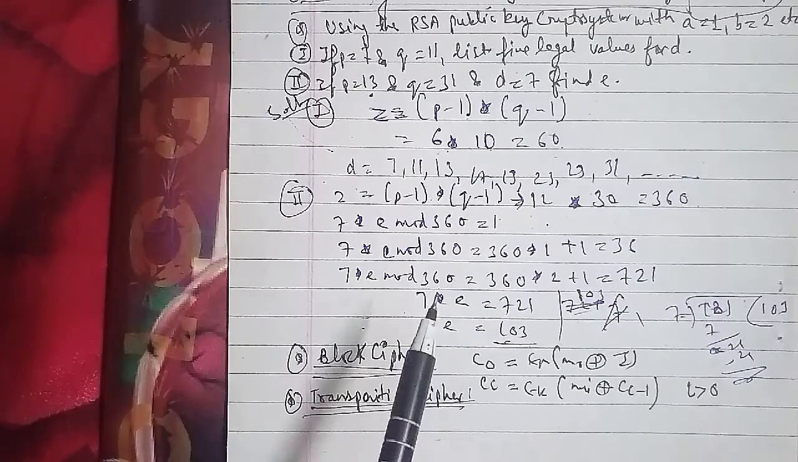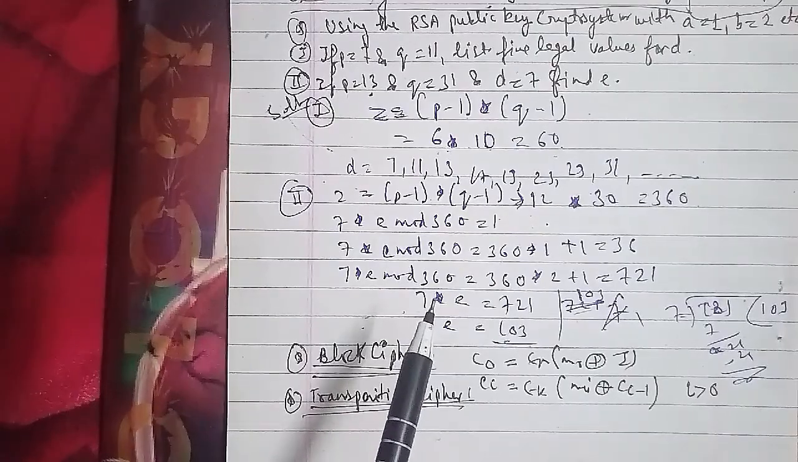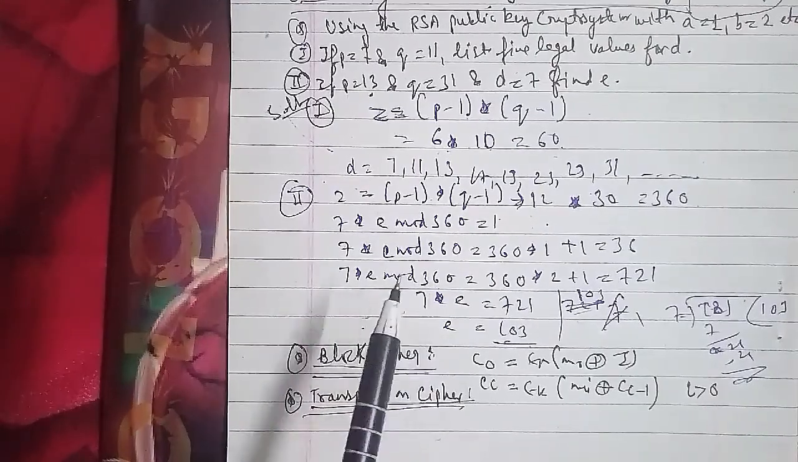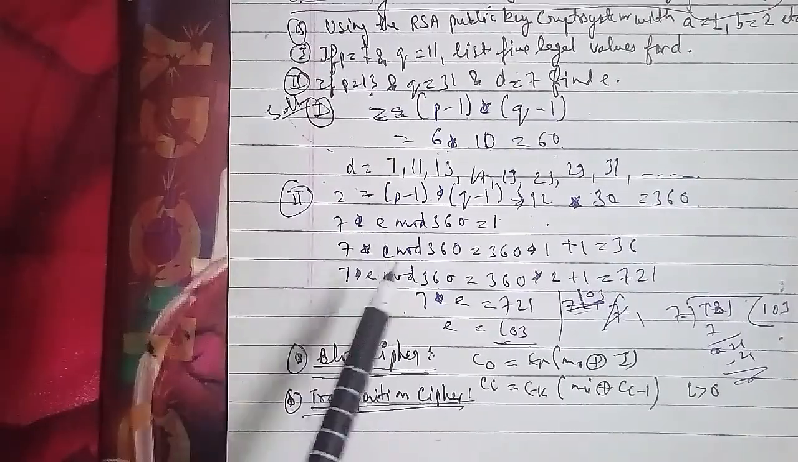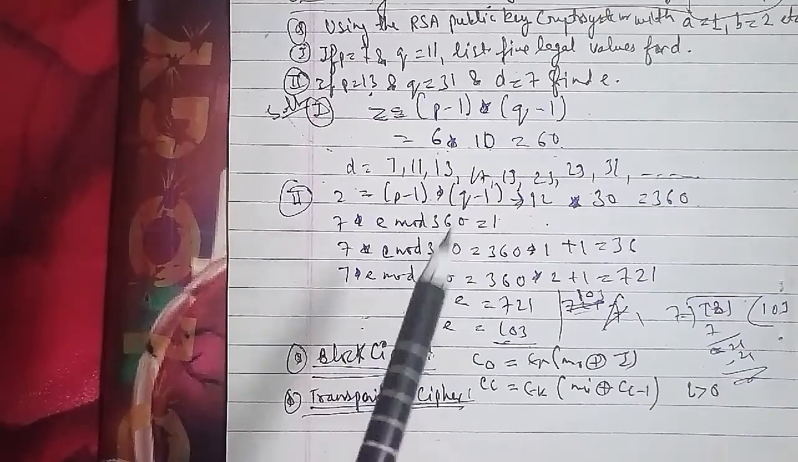UDP is connectionless, TCP is connection oriented. UDP connection is a message stream and TCP connection is a byte stream. UDP supports broadcasting, TCP does not support broadcasting.